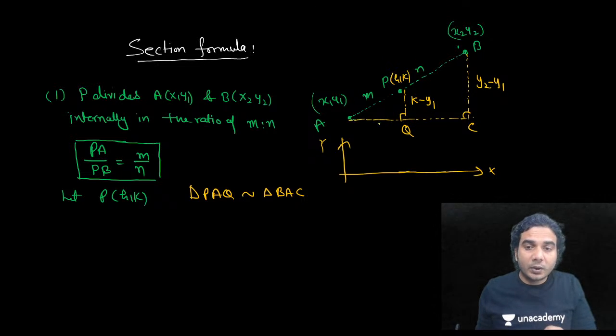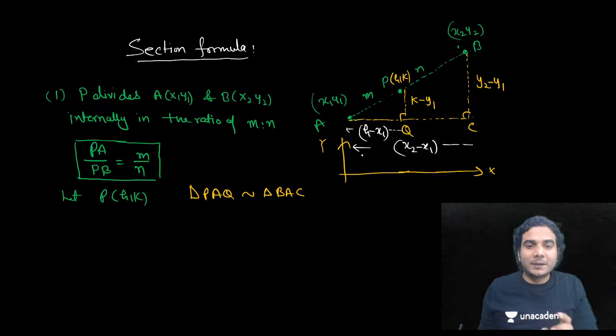Now similarly, you can write horizontal differences also. Horizontal difference of A and Q is going to be H minus X1. So this is H minus X1. All right. And horizontal difference of A and C is going to be x2 minus x1. Now you can use these distances and apply that formula.